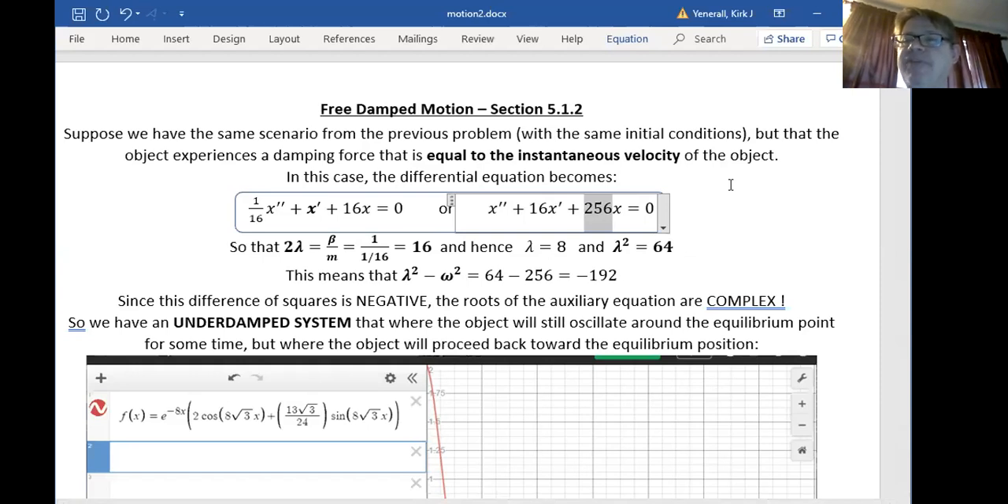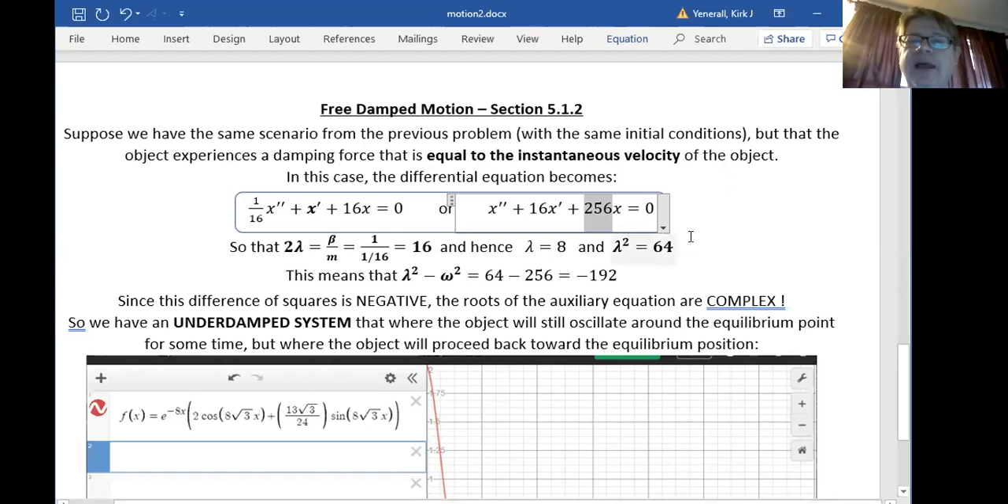And whenever that happens, since lambda squared minus omega squared was the term inside of the square root for the roots of the auxiliary equation, that means we have a negative square root, and that means we have complex roots. That means this is what we call an underdamped system. The damping factor, the lambda squared, is not as strong as the force coming from the spring constant omega squared. So that means we're going to get some oscillation in this system because it's underdamped.